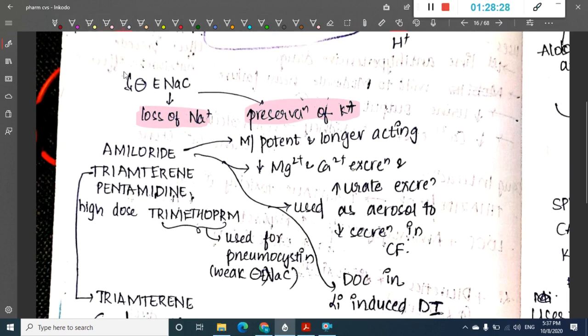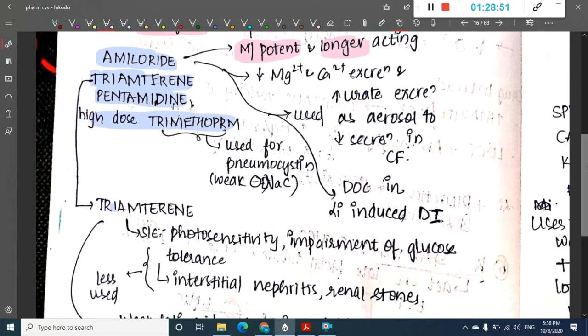So what are the drugs which act on epithelial sodium channels, the potassium sparing diuretics? They are amiloride, triamterene, pentamidine and high dose trimethoprim. If you see amiloride, it is the most potent and longer acting among all of these.